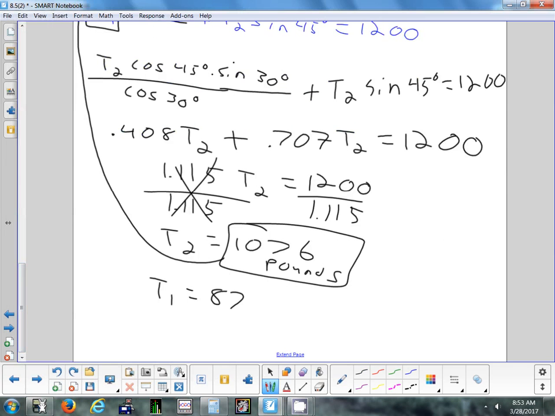Is that more than the object weighs, or less, or the same? Yeah, it's more. And that's because the cables are pulling against each other. So what that would mean is if you were to cut one of these cables, the object would probably snap back pretty quickly and towards the cable that was still attached.